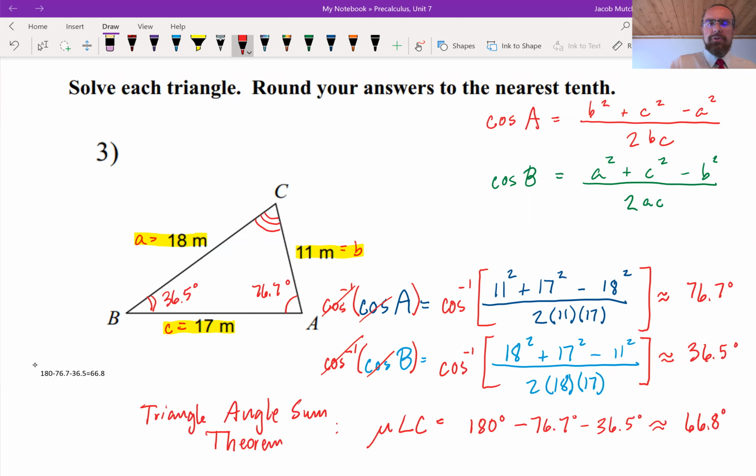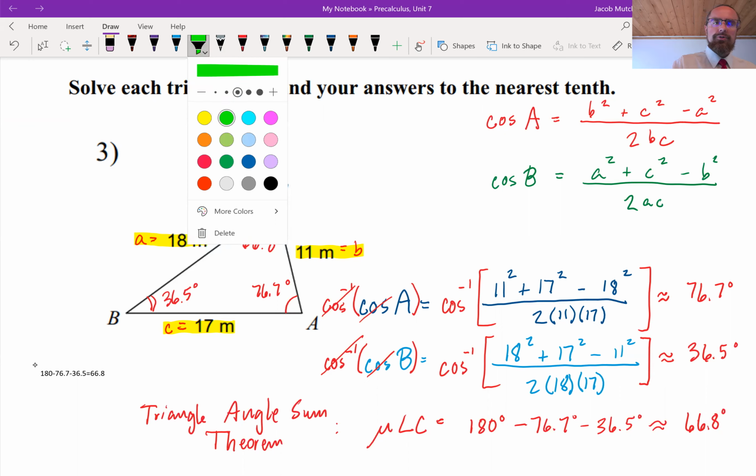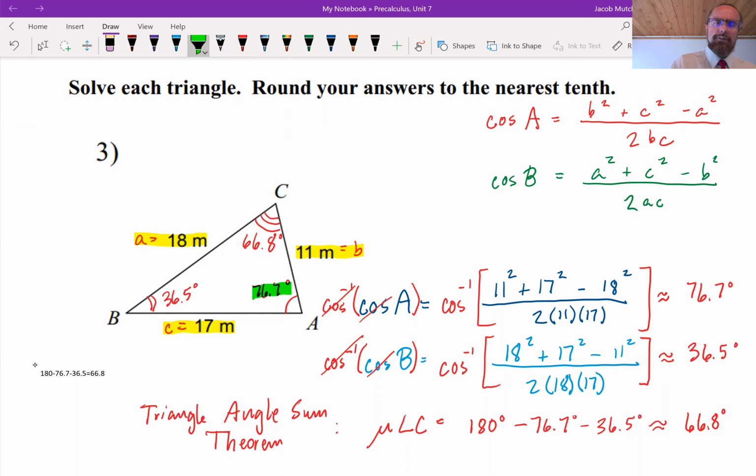And with that, we have solved our triangle here in this second example. I'm going to highlight those three angle measures again, just to convince myself I have solved it. I've got the three sides, three angles.